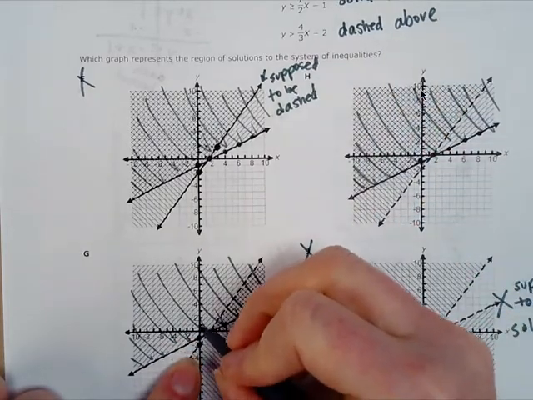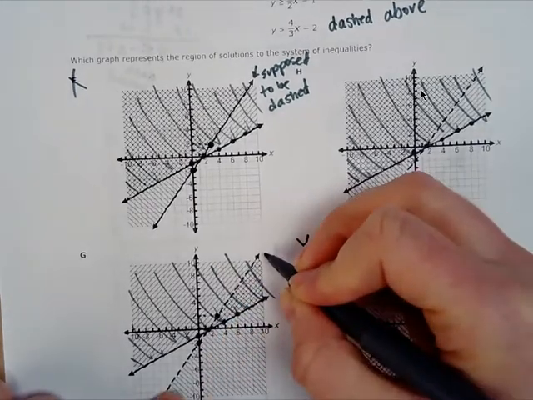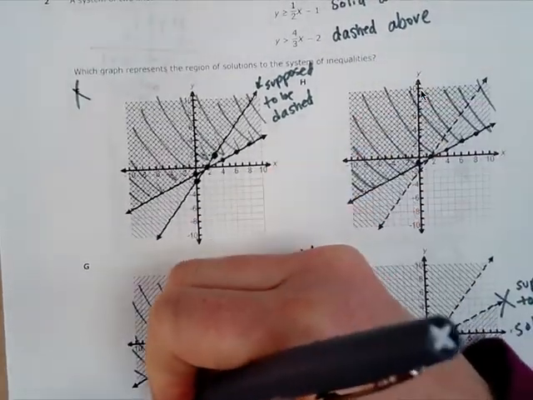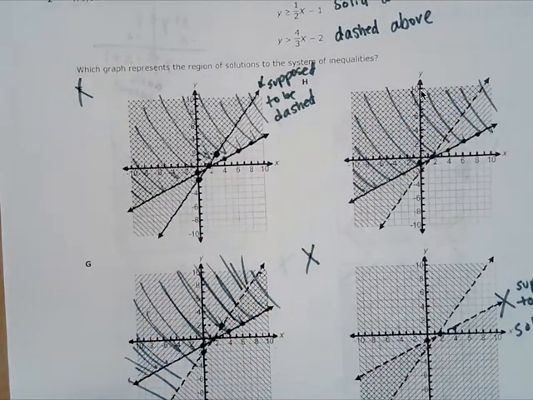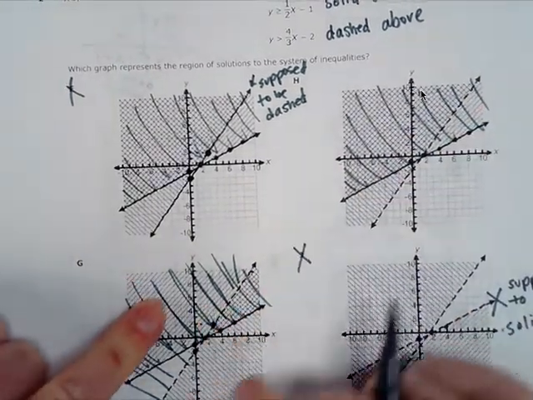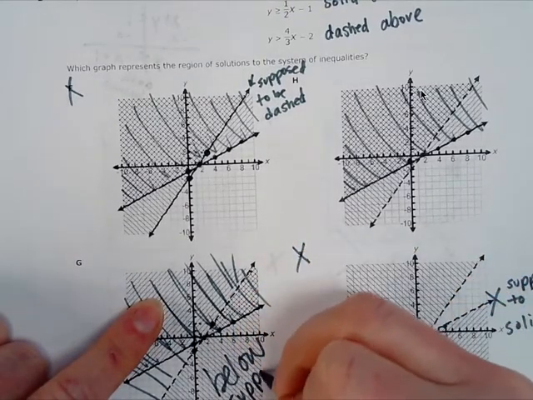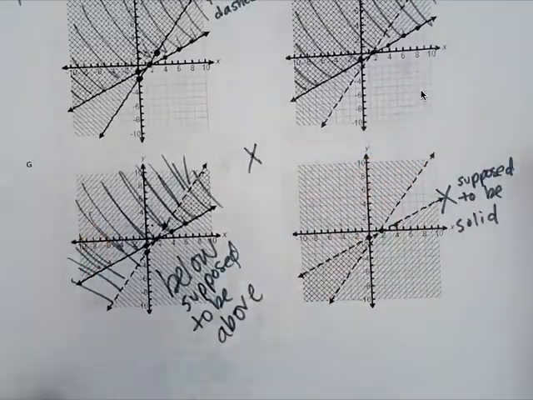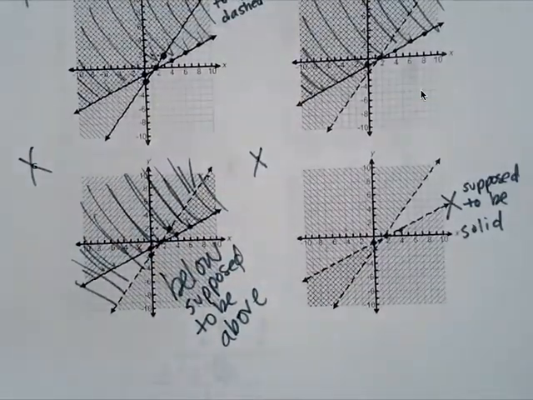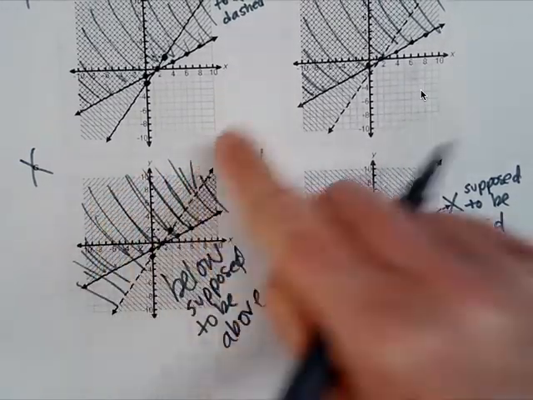Starting at -2, up 1, 2, 3, 4 over 1, 2, 3. It's a dashed line, but it's supposed to be shaded above. What would above look like? I should have gone a different way. But this one's shaded below. It's supposed to be above. So that's why that answer choice is out. The double shaded would be here.